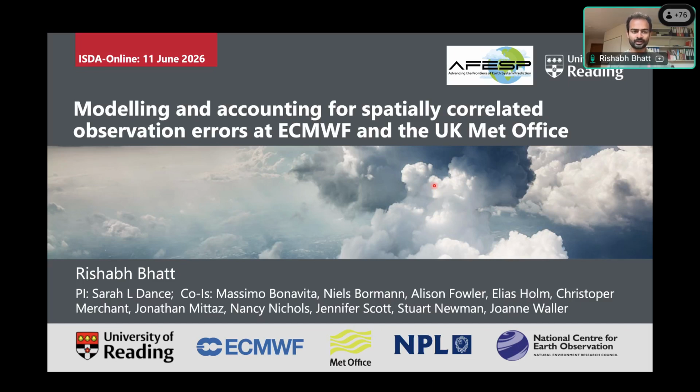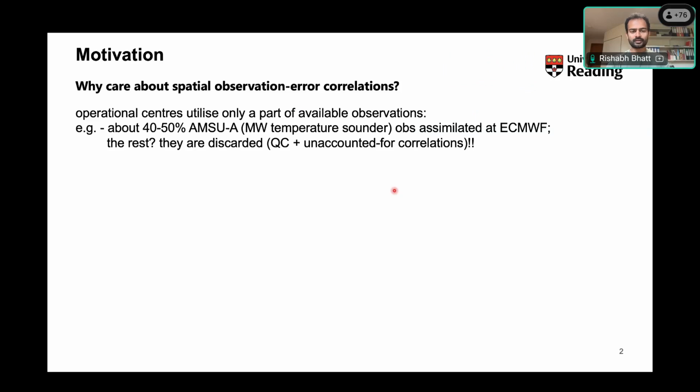I would like to start with the motivation of why we care about spatial observation error correlations. It's because operational centers only utilize a part of the available observations. You have an abundance of observations, but they're not really able to utilize all of them. For example, consider AMSU-A observations, a microwave temperature sounder, which provides sounding from the surface to the stratosphere. They're also one of the most impactful instruments, but the operational centers utilize only about 40 to 50%.